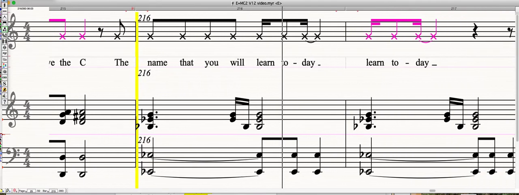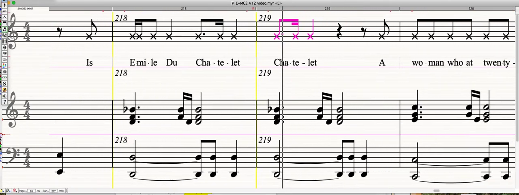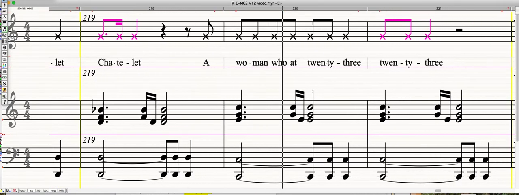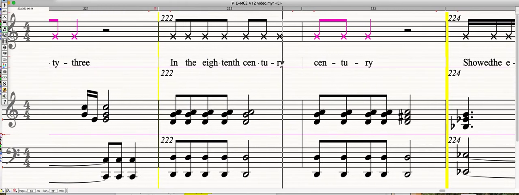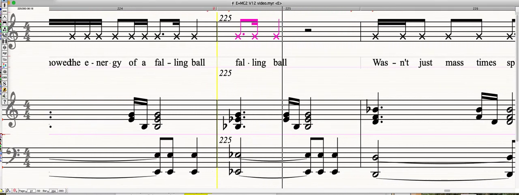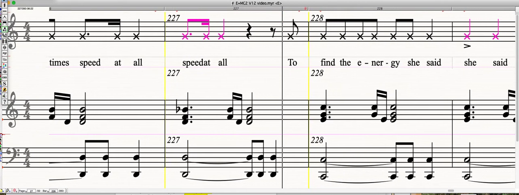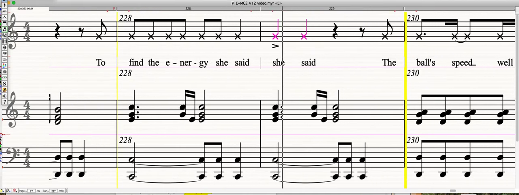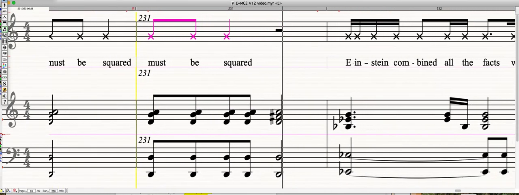The name that you will learn today is Emily du Châtelet, a woman who at 23, in the 18th century, showed the energy of a falling ball wasn't just mass times speed at all. To find the energy, she said, the ball's speed, well, it must be squared.